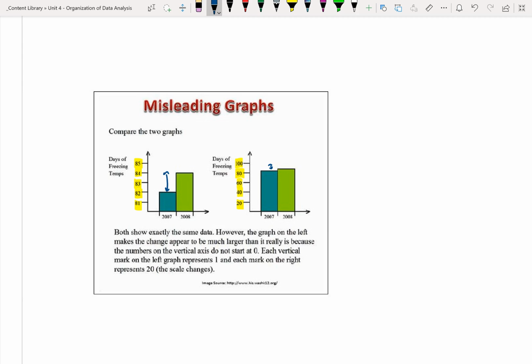So again, there's nothing wrong with the data, it's just how it's being represented, right? So the accuracy of what we're seeing is not quite there. So we have to be careful when looking at graphs like this. You want to really take your time to analyze them.